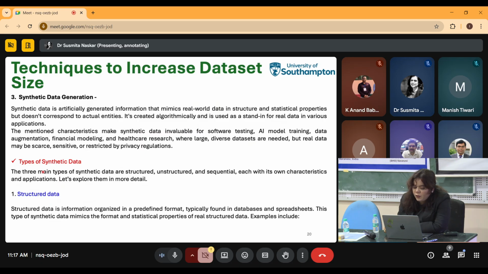So now we will look into each of these in detail. What is the structured one? The structured one is when you think of customer tables, credit risk records, or a clinical register.